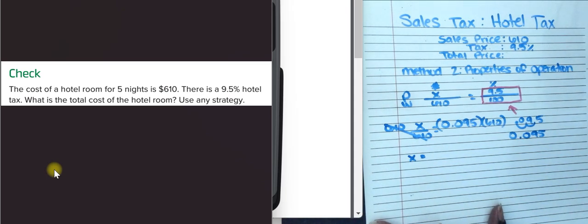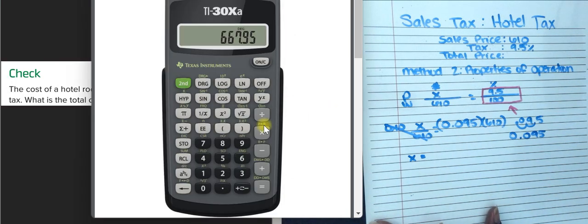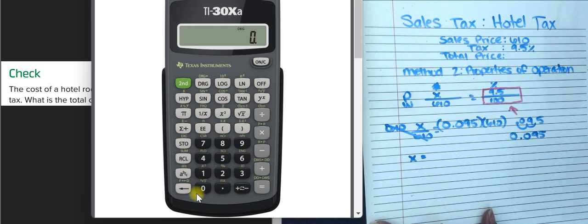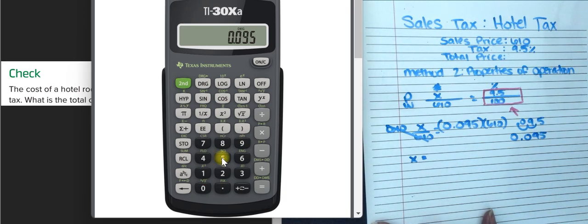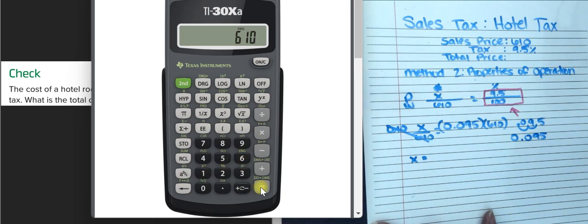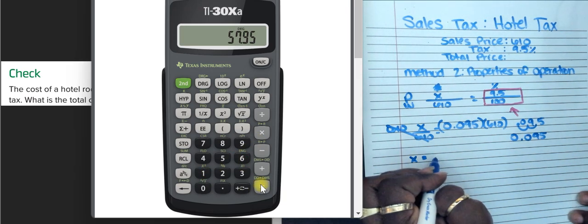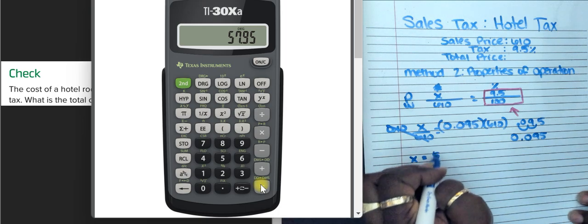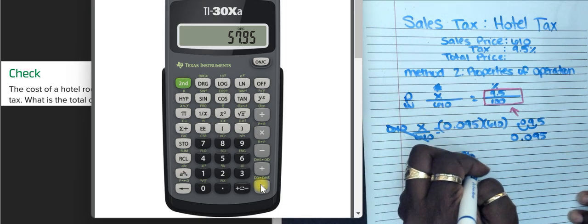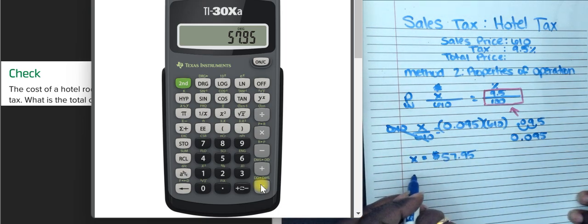And then we just multiply. Same thing we did before. You're going to take 0.095 and we're multiplying that by 610. That gives me 57.95. That's the tax amount. Now add that with your sales tax.